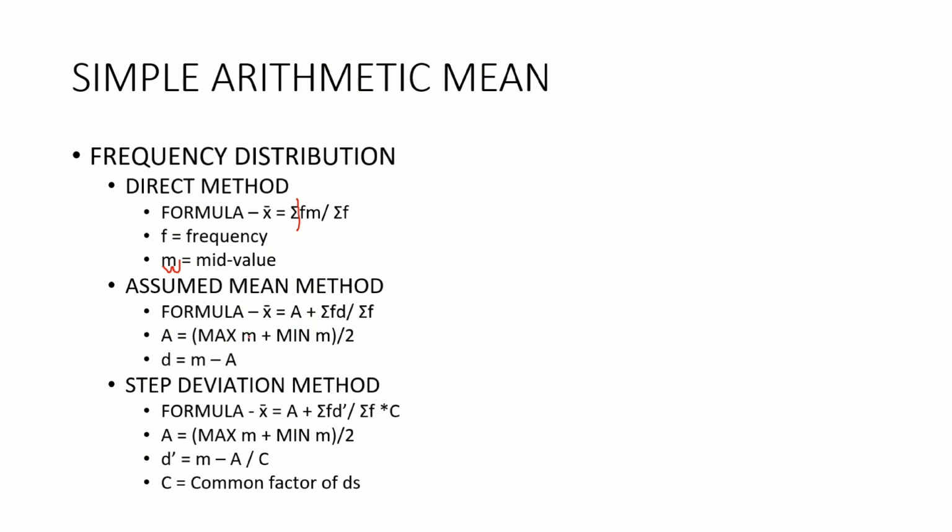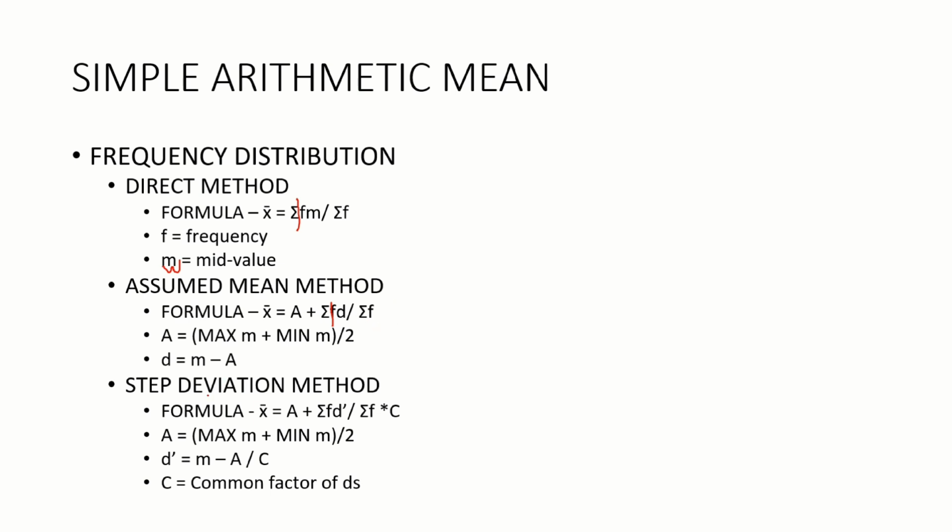Now the assumed mean method, well, here the assumed mean is calculated a little differently, where the maximum mid value plus the minimum mid value divided by 2 equals the assumed mean. And the deviation equals the mid value minus assumed mean. This can sometimes come negative, as already told. Now, coming back over here, we can see that the arithmetic mean equals the assumed mean plus the sum of all frequencies multiplied by deviations divided by sum of all frequencies. Okay, that's pretty much easier.